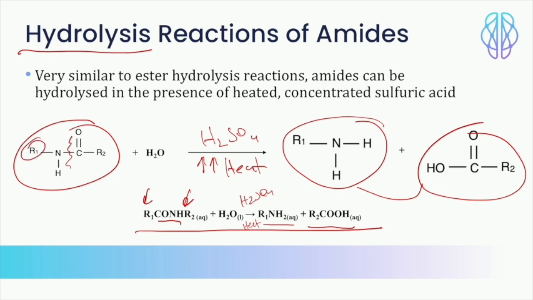Whatever alkyl group is on this side of the amide is the alkyl group on that side of the amine, and whatever alkyl group is on that side, or the C-O side of the amide functional group, forms your newly found carboxylic acid. So that's just the most important thing to remember.